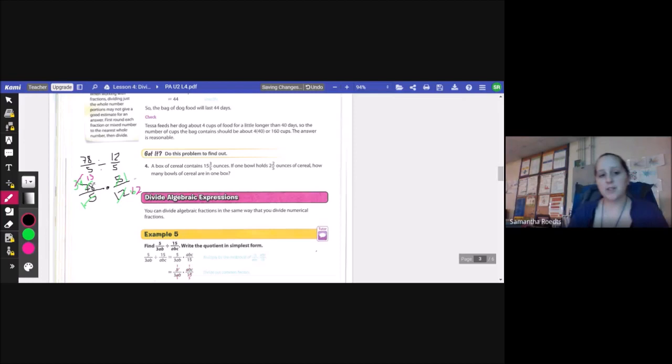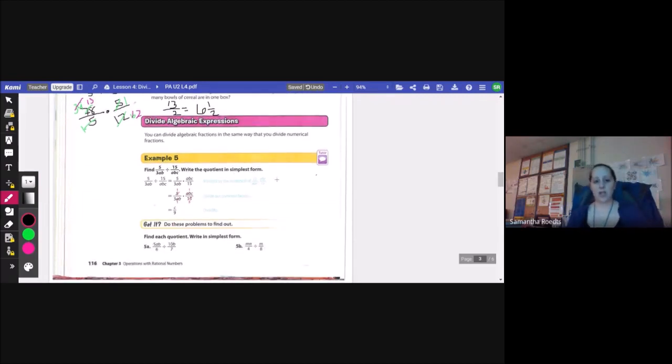Okay, so when I multiply, 13 times 1 gives me 13. And then 1 times 2 gives me 2. So I have 13 over 2, which will simplify to 6 and 1/2. So there's about 6.5 bowls of cereal in one box.